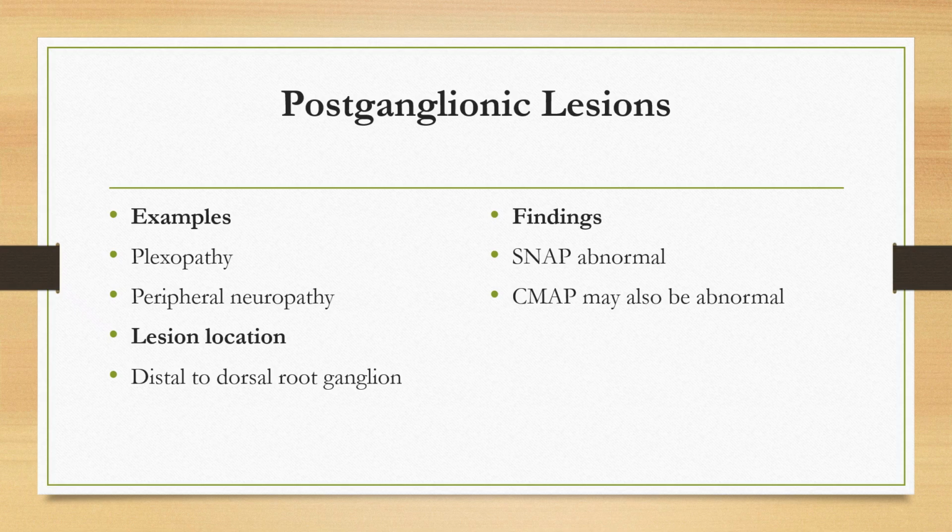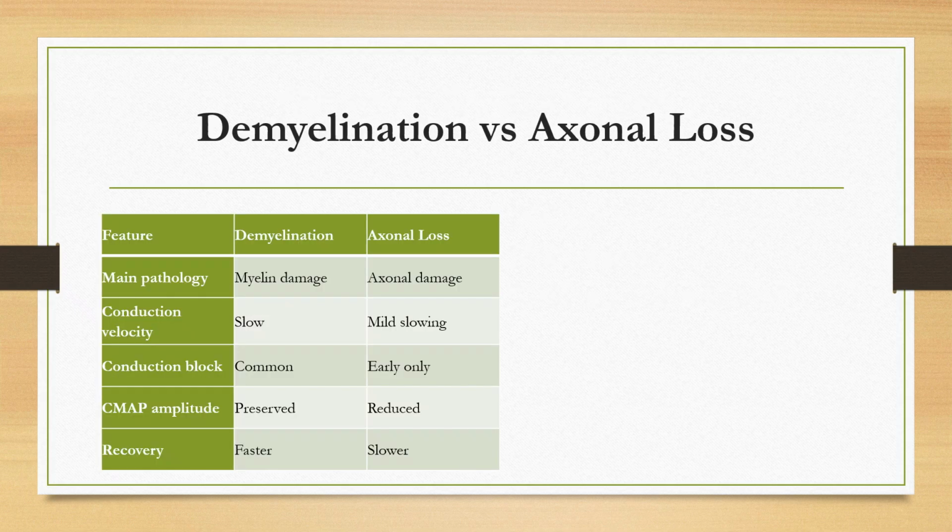Postganglionic lesions, for example, plexopathy, peripheral neuropathy. Lesion location, distal to the dorsal root ganglion. Findings: SNAP is abnormal, CMAP may also be abnormal. Demyelination versus axonal loss.